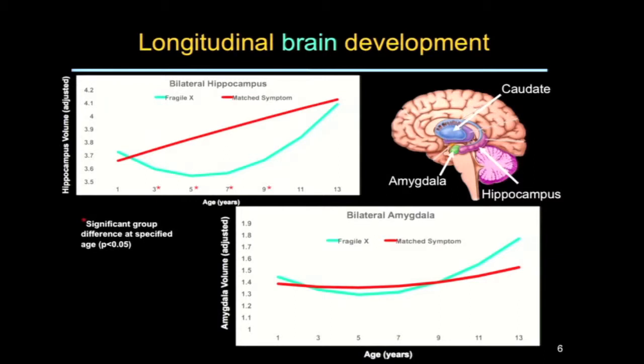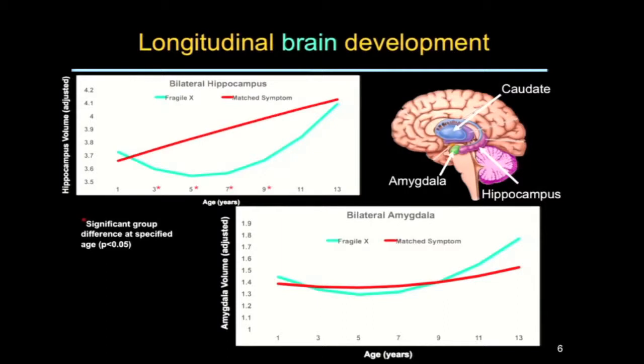Starting around age 7, they have a rapid increase in growth. The red asterisks indicate that ages 3, 5, 7, and 9 are ages in which there's a significant difference in volume. There is no significant difference in volume at ages 11 through 13. So again, quite different growth trajectories here for the hippocampus.